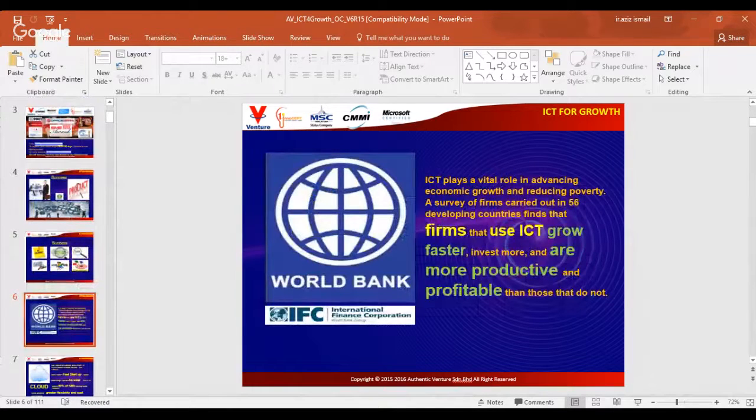And if you look at the research from the World Bank, companies that use ICT grow faster, they are more profitable, they are more productive compared to those that do not use ICT. So my recommendation is if you have not been using IT tools to manage your company, start doing it.